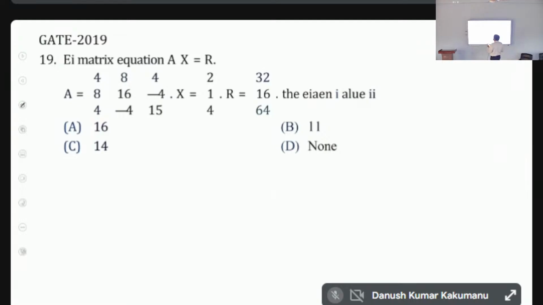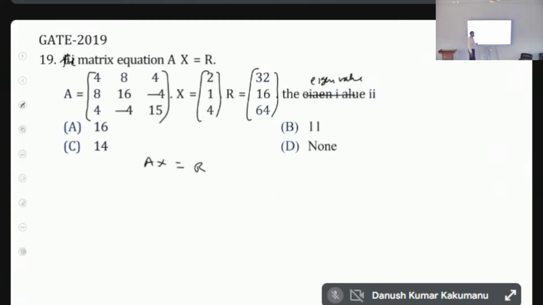X is the eigenvector 2, 1, 4. R is 32, 16, 64. The matrix equation is given: Ax equal to R. What is the eigenvalue? Can anybody guess the answer?